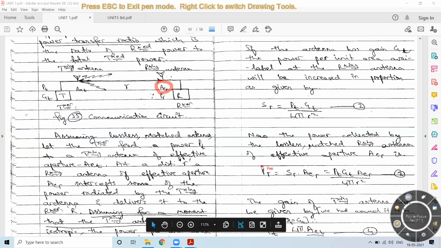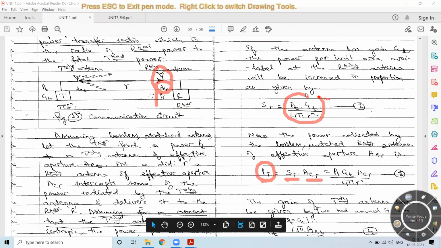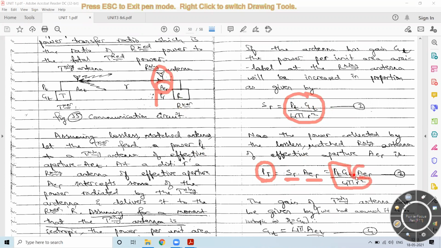which is basically given by the effective aperture. Therefore, the power received by the receiving antenna, which is at a distance r from the transmitting antenna, is PR, equal to the power density at the distance r from the transmitting antenna times the effective aperture of the receiving antenna. Here SR is equal to Pt into Gt divided by 4 pi r square. When we multiply this with the effective aperture, I get the overall power that has been received by the receiving antenna.